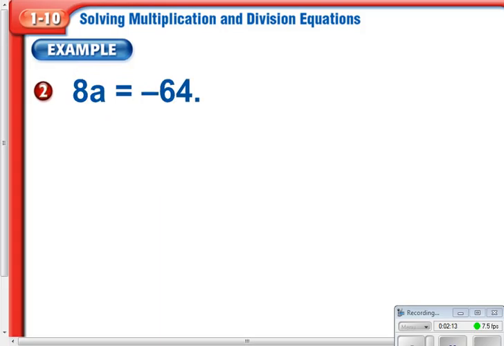Example 2, we have 8a equals negative 64. The left side has our variable. It's being multiplied, so therefore we need to divide. And we need to divide both sides by 8. Equal sign lines up. 8's cancel. We're left with a equals negative 8. So negative 8 is our solution.